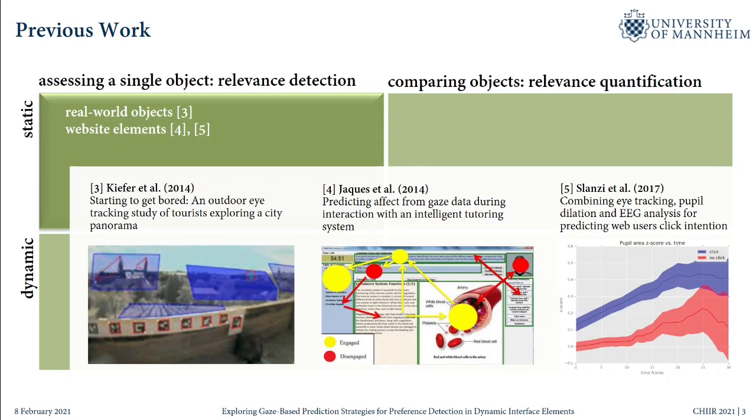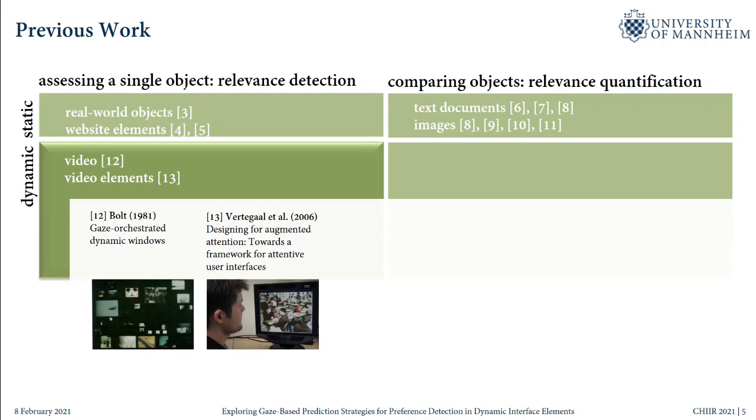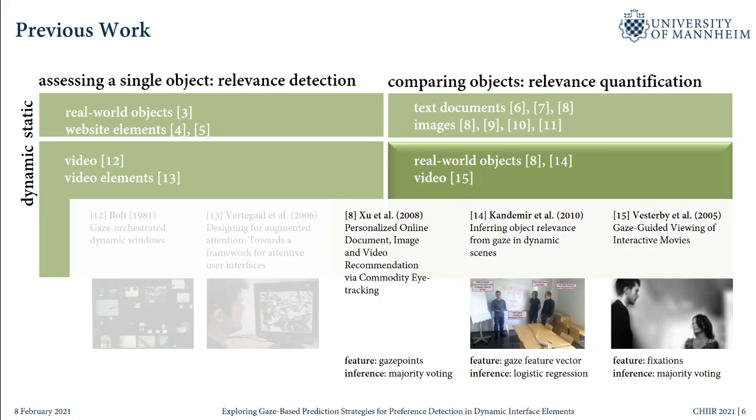Relevance for static objects has been investigated for both objects in the real world, which are recorded through data glasses, and for website elements. Research on preferences for static objects has investigated both text documents and images, usually in the context of search engines. Looking at dynamic objects, that is videos, early work is mainly concerned with detecting object relevance. But later work has also been done on predicting the preference for one out of multiple objects.